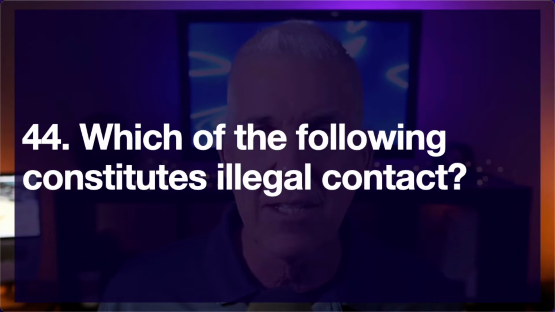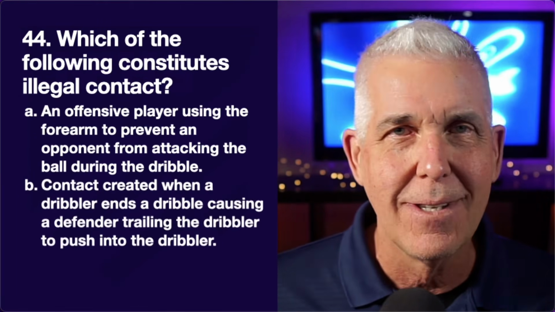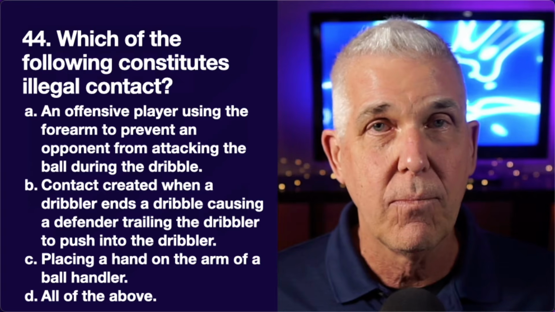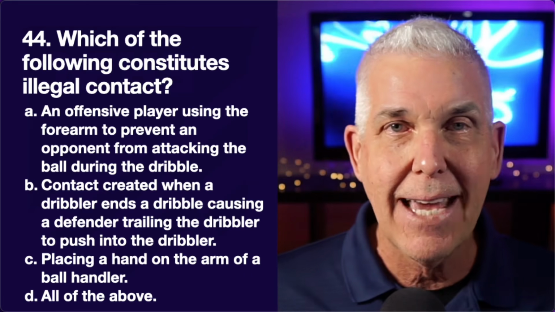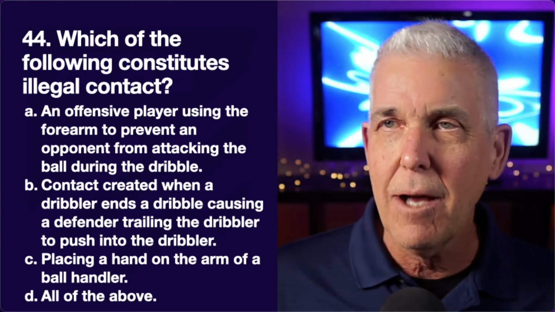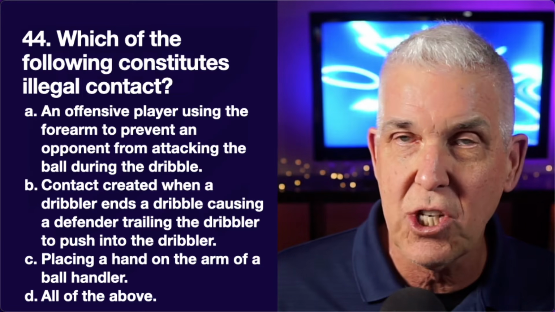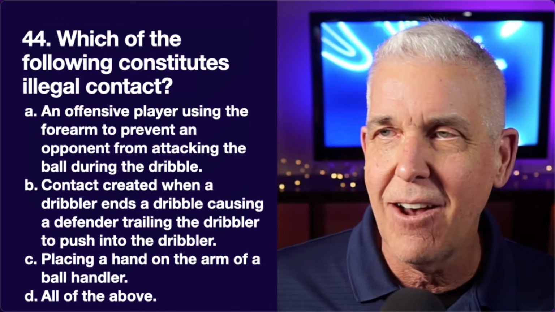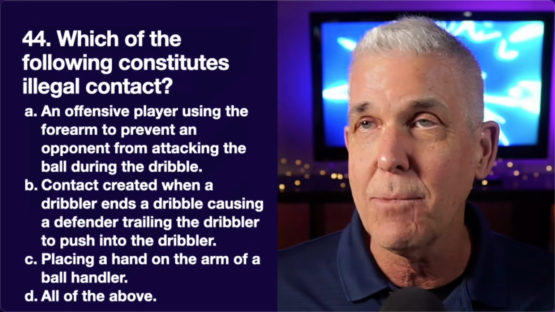44. Which of the following constitutes illegal contact? This sounds like an all of the above question. An offensive player using a forearm to prevent an opponent from attacking the ball during a dribble. That would be illegal contact, to ward off a defender to protect the ball. Contact created when the dribbler ends a dribble, causing a defender trailing the dribbler to push into the dribbler, right? To the stop short move. Placing a hand on the arm of a ball handler, or D, all of the above. They all sound like illegal contact to me. I'm going with D.